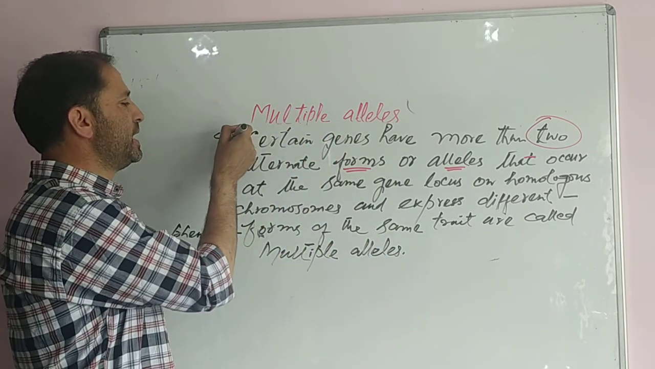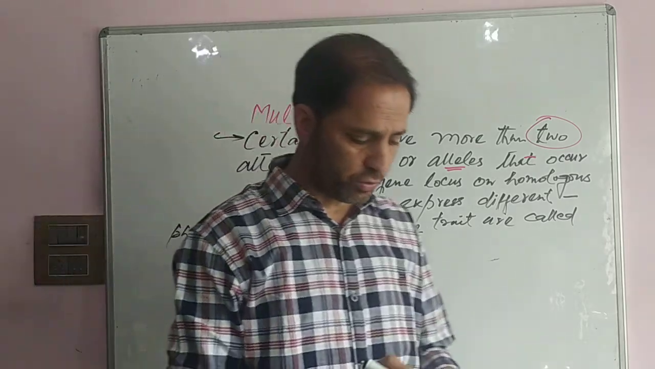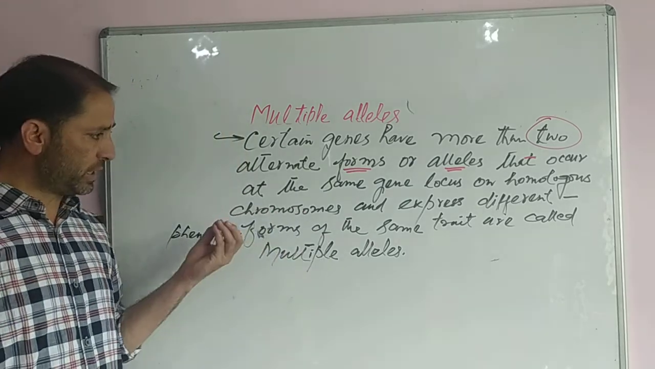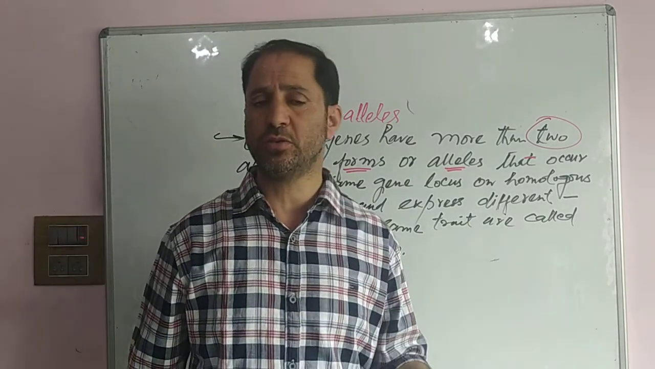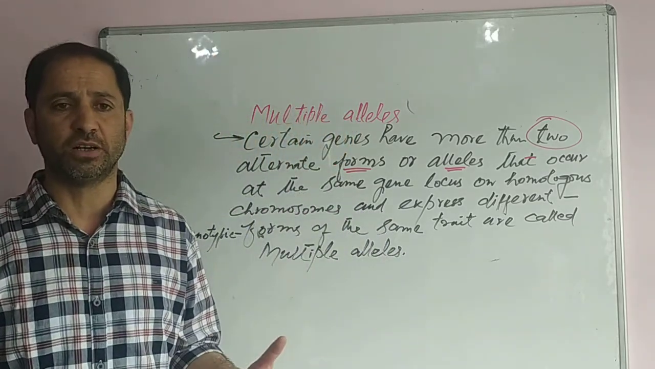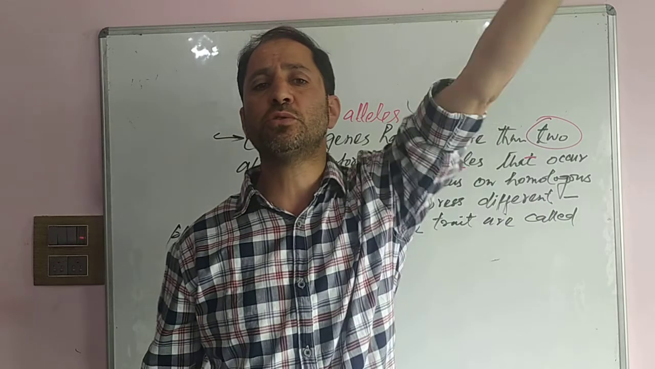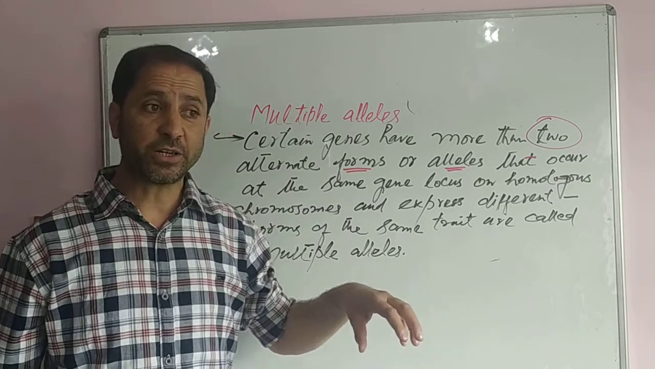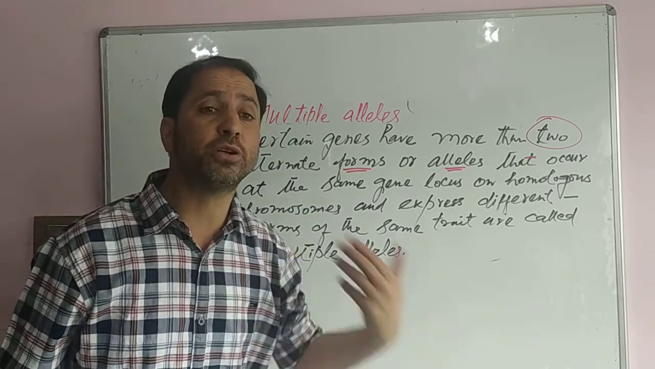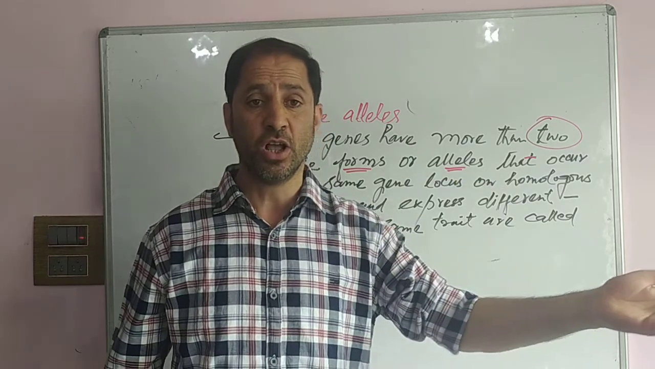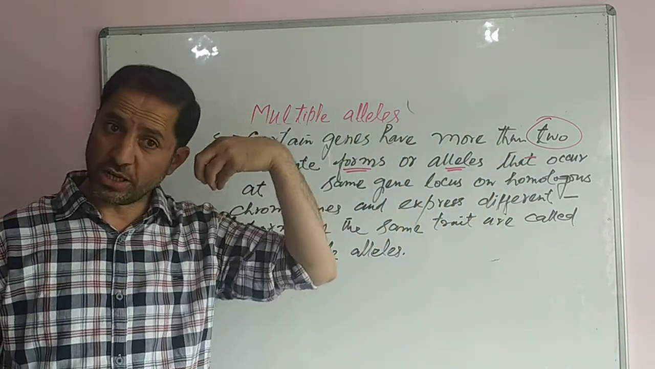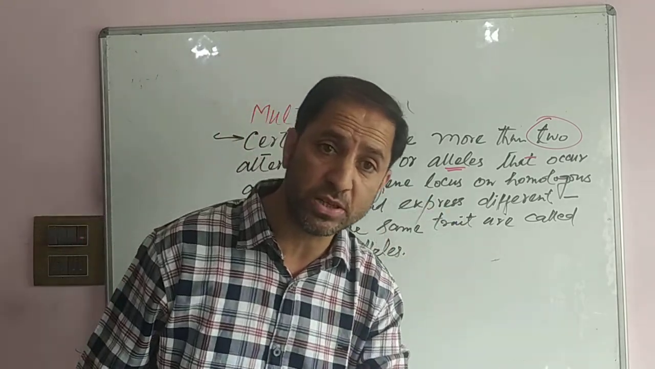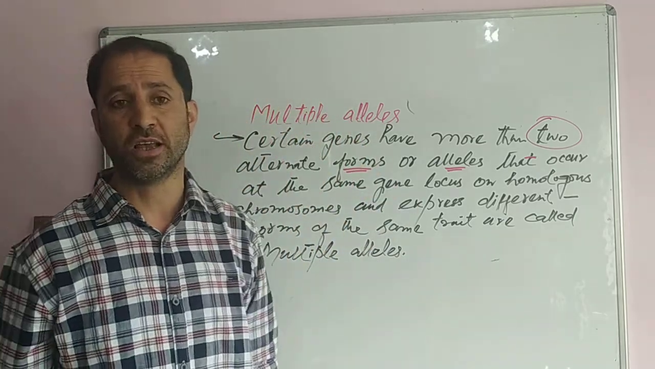So simply we may say, in usual conditions, one gene has two alleles. But under certain circumstances, we come across many examples in the plant world and the animal world wherein one gene has more than two alternate forms, which are controlling the same character, which are actually representing the different phenotypic forms of the same character, same trait. Such different alternate forms of the same gene which control different phenotypic forms of the same trait are called multiple alleles.